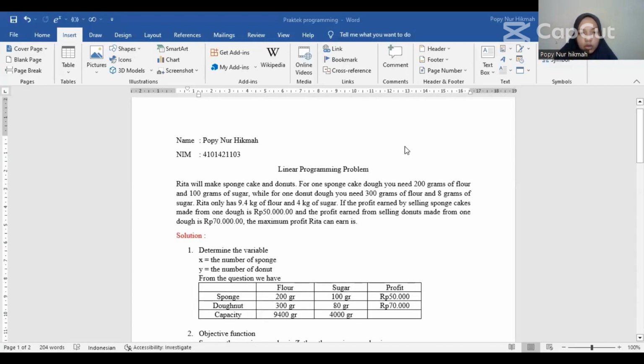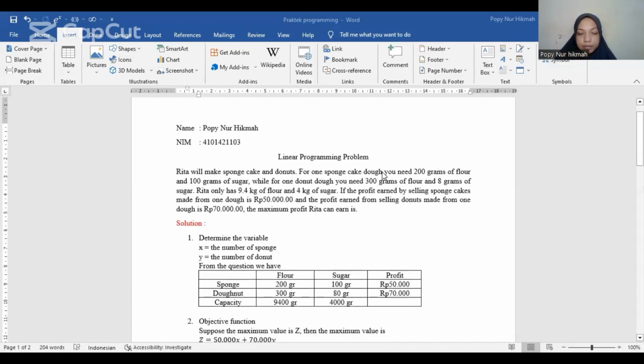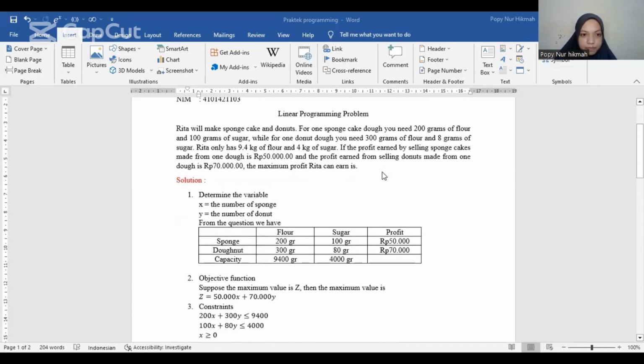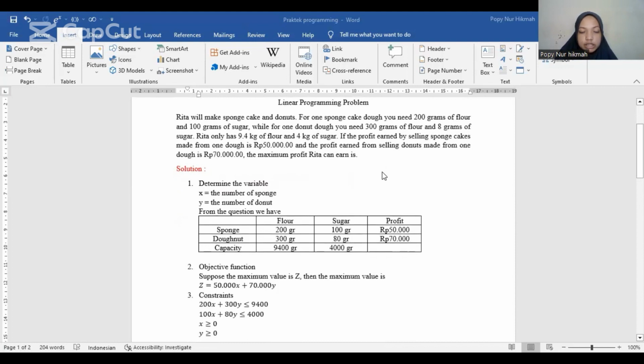First, we have a linear programming problem. Tita will make sponge cake and donut. For one sponge cake dough, you need 200 grams of flour and 100 grams of sugar. While for one donut dough, you need 300 grams of flour and 80 grams of sugar. Tita only has 9.4 kg of flour and 4 kg of sugar.